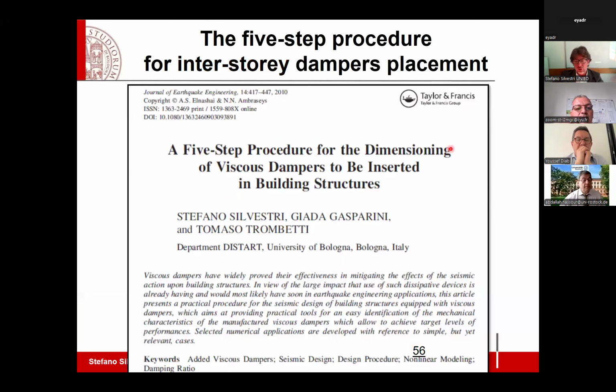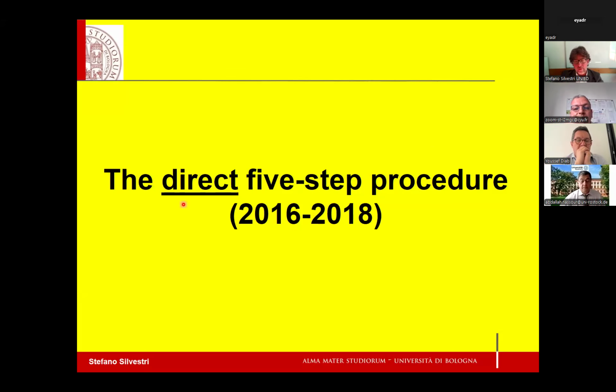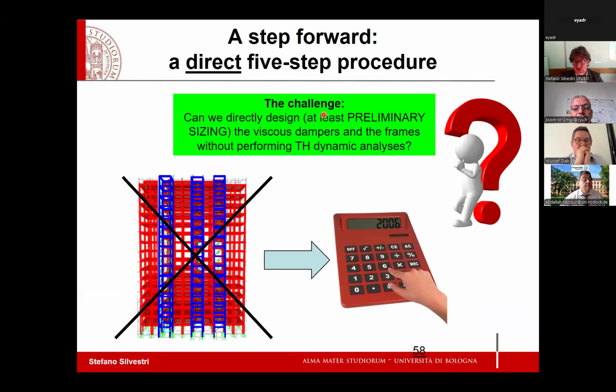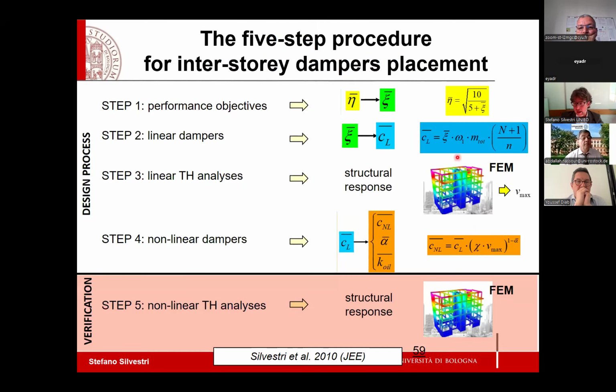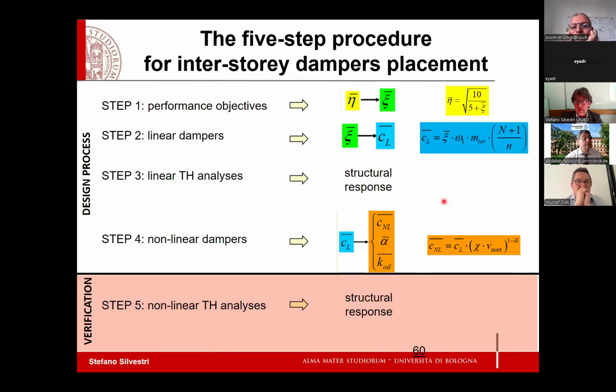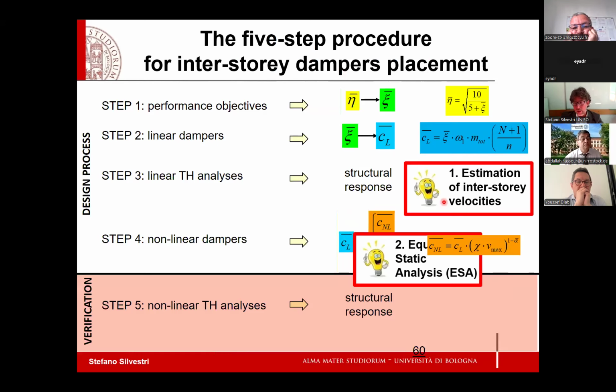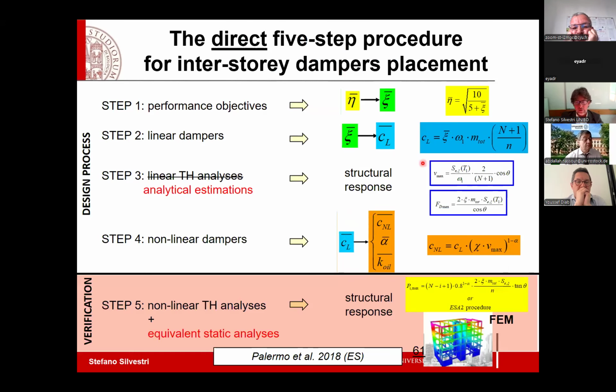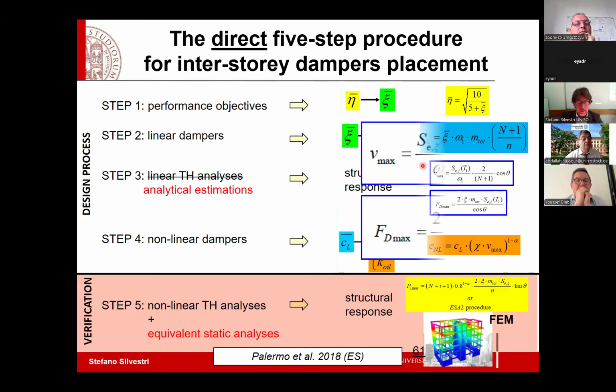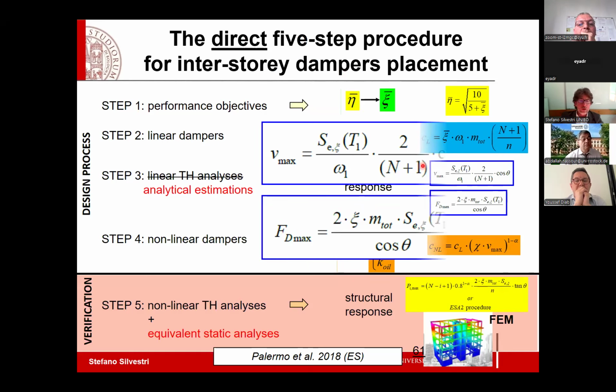And later in 2018, I have improved it with a challenge to provide a direct, fully analytical procedure that cancels any kind of finite element modeling and substitutes it with some estimation made in an analytical way that are provided by this formulation. You find all details in this paper of 2018.